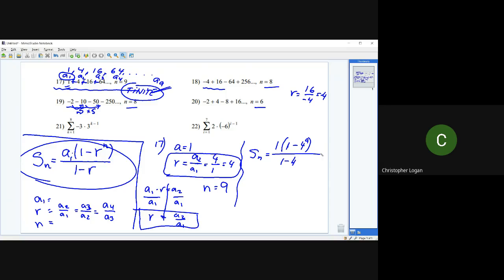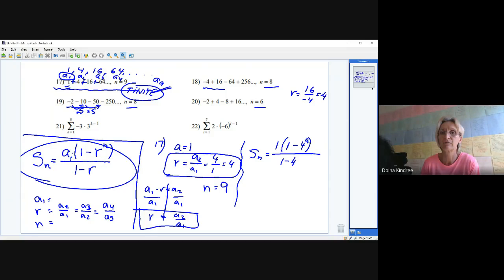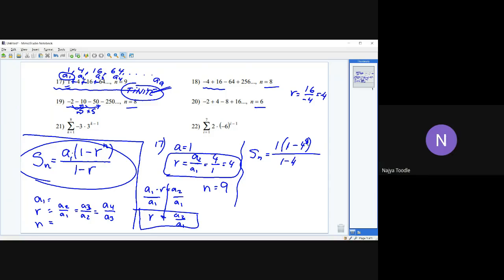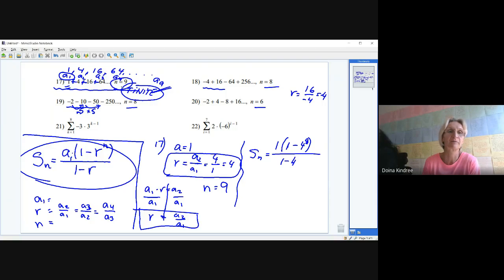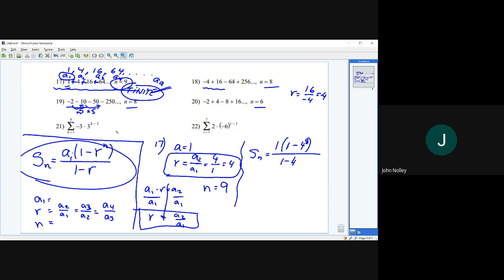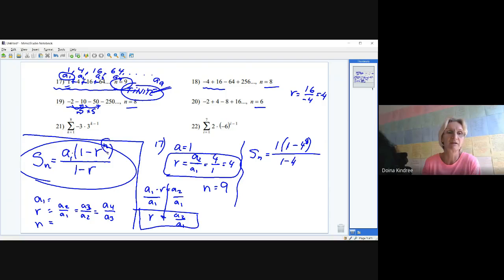Where did you get the 9? I'm confused. Where's the 9 coming from? From the number of terms, n. N comes with the equation, right? It's right here. The n is the exponent.